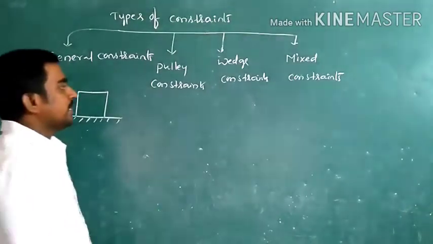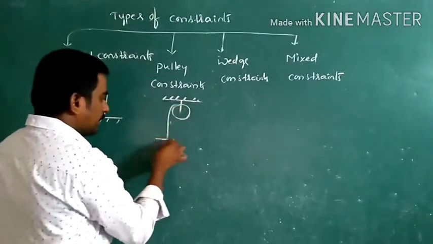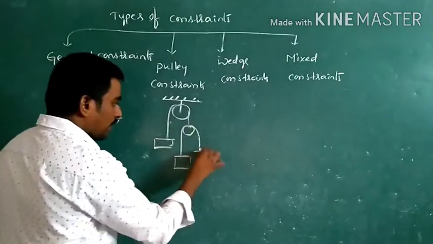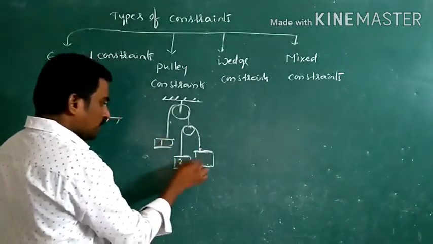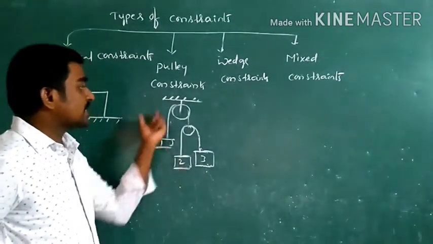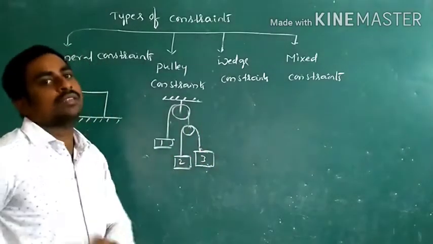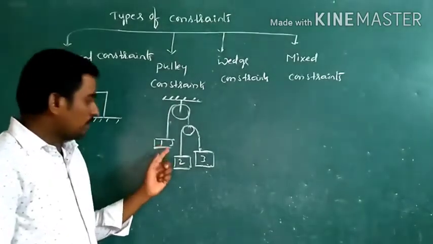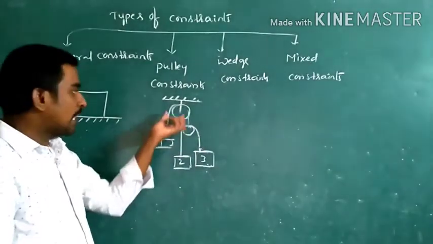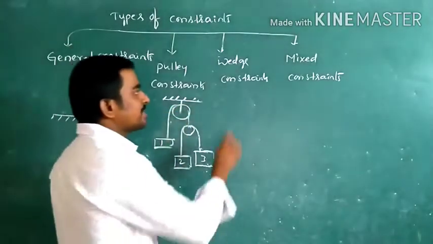Next one is pulley. Let us assume 2 or 3 bodies are connected with the help of the pulley. Here are bodies 1, 2, 3. Now maybe body 1 is constrained by body 2, or body 2 is constrained by the motion of body 1, and body 3 restricts the motion of block 1 or block 2. So in this manner, pulley constraints. With the help of the pulleys, we are going to restrict the motion of one body with respect to the other body.